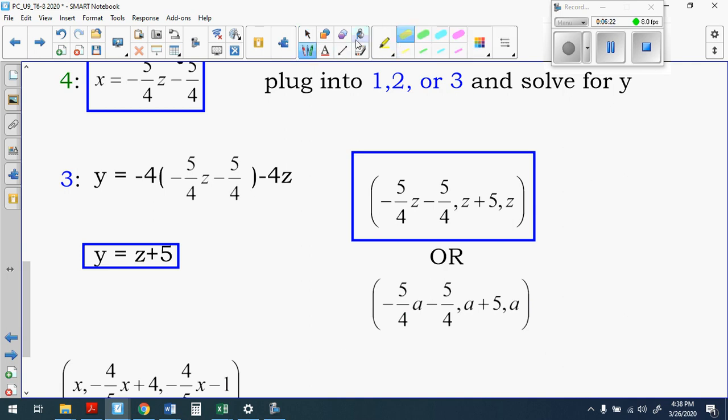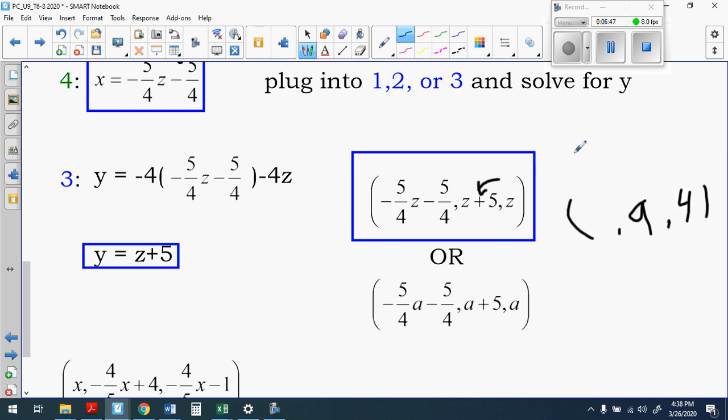Now what's nice about this is, let's say I want a specific solution. If I say, hey, give me a solution, any solution, I can pick any number I want for z, and it's going to work. There will be some solution with that number for z. So I'm going to choose 4, and you'll see why 4 in a minute. So then z is 4. y is going to be that number 4 plus 5, so this is going to be 9.